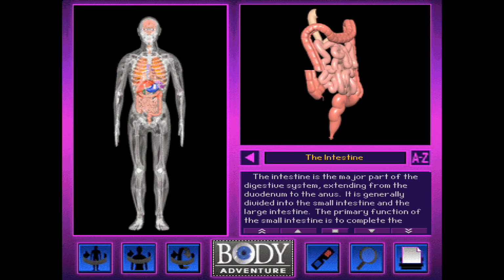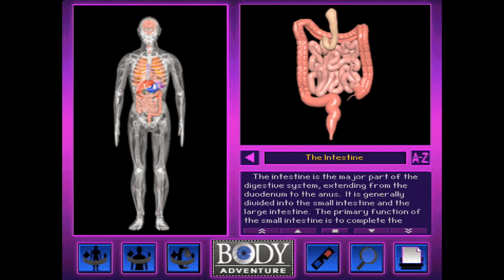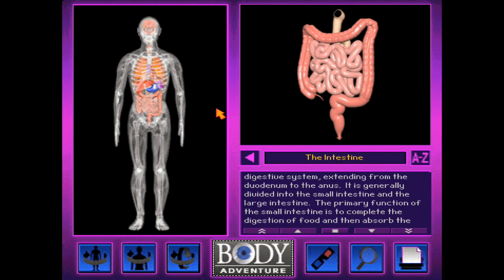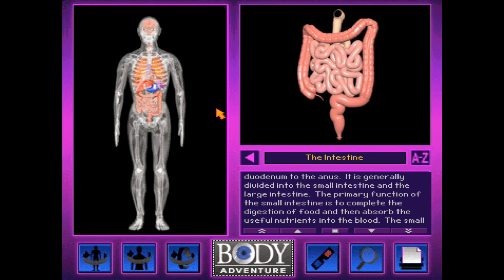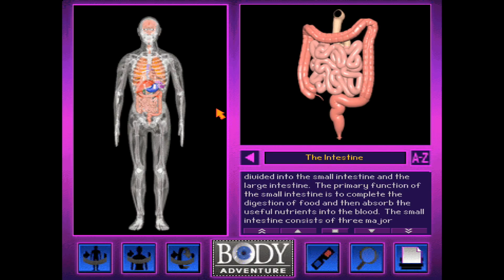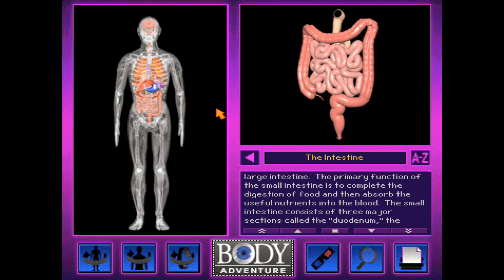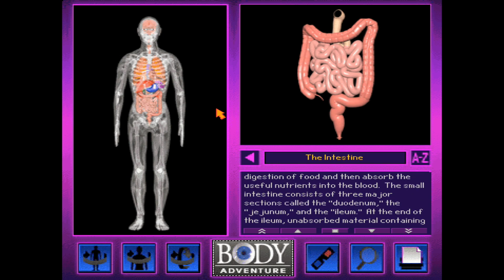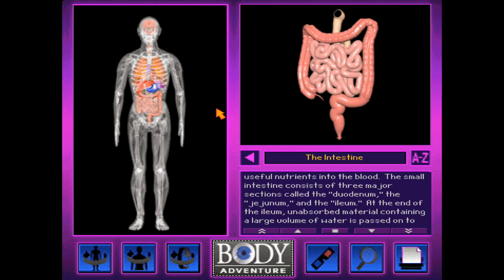Intestine. The intestine is the major part of the digestive system, extending from the duodenum to the anus. It is generally divided into the small intestine and the large intestine. The primary function of the small intestine is to complete the digestion of food and then absorb the useful nutrients into the blood. The small intestine consists of three major sections called the duodenum, the jejunum, and the ileum.